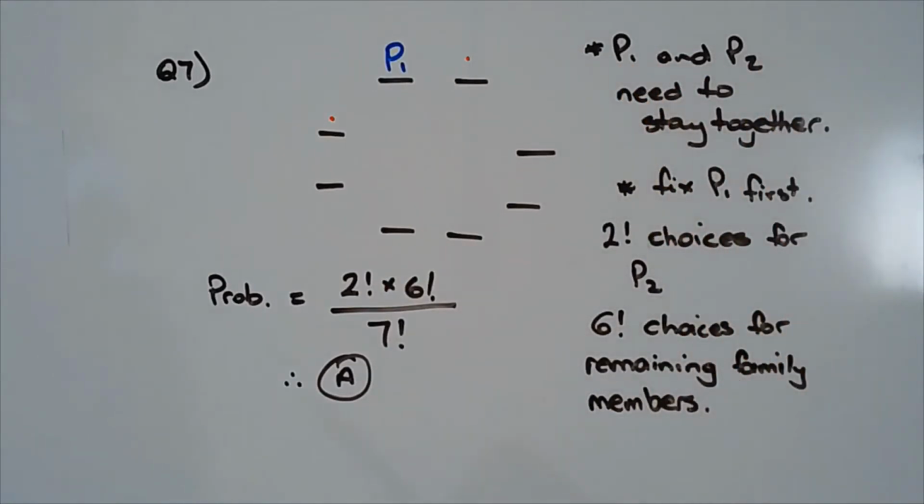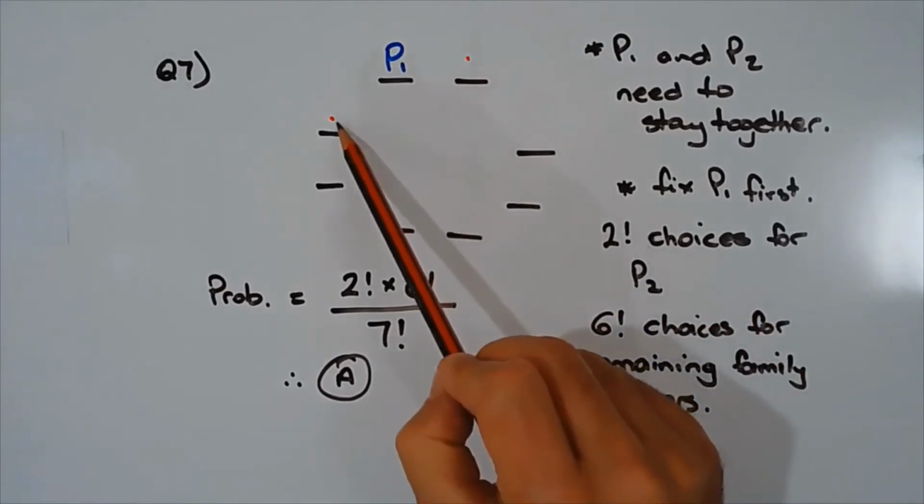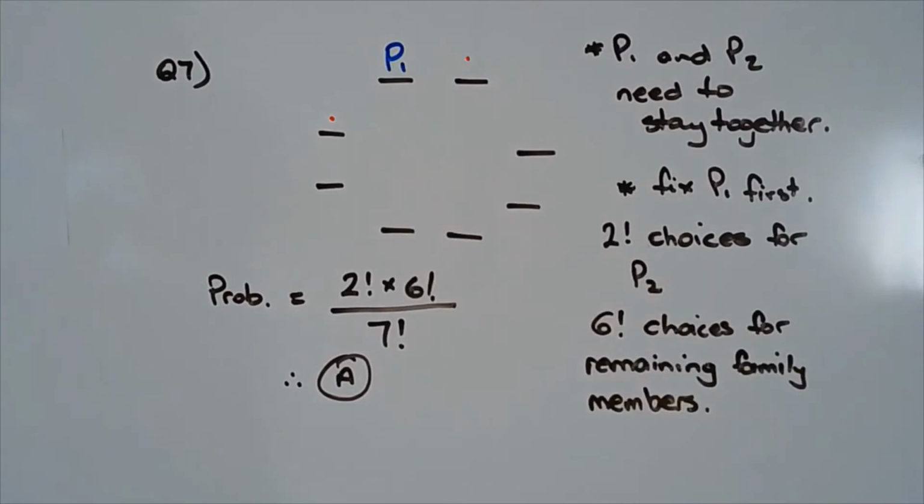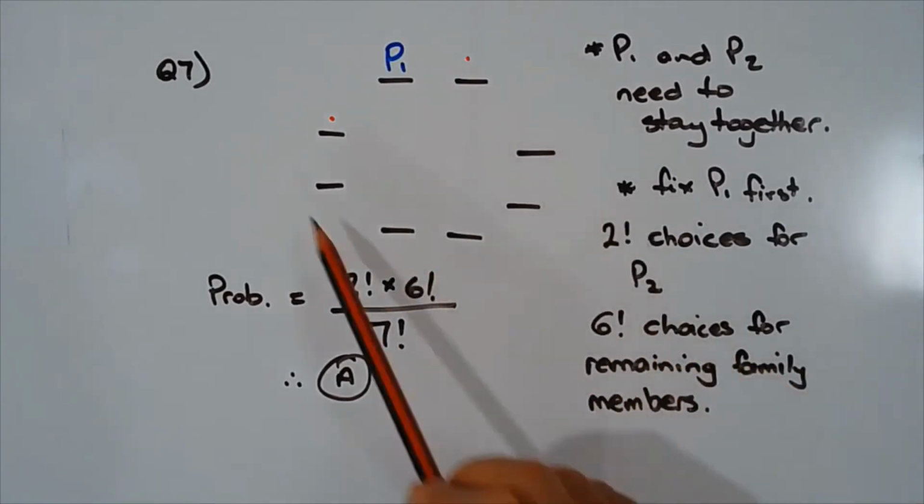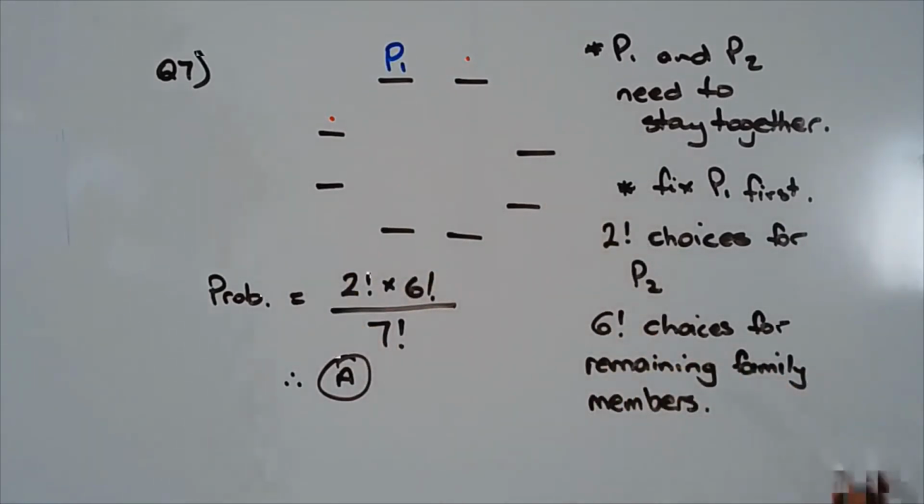Now because this is a circular arrangement, we need to fix one of the two youngest members first. So let's fix P1 around this table first. So I'm going to place P1 here. That leaves 2 factorial choices for P2. Since P1 and P2 need to stay together, P2 can either be here or here. That leaves 6 remaining places for the 6 remaining family members, and that can occur 6 factorial ways.